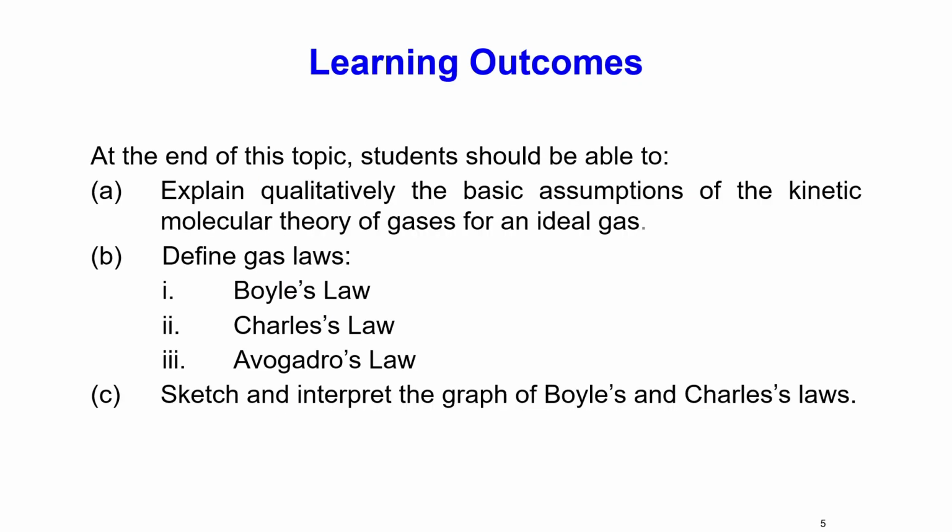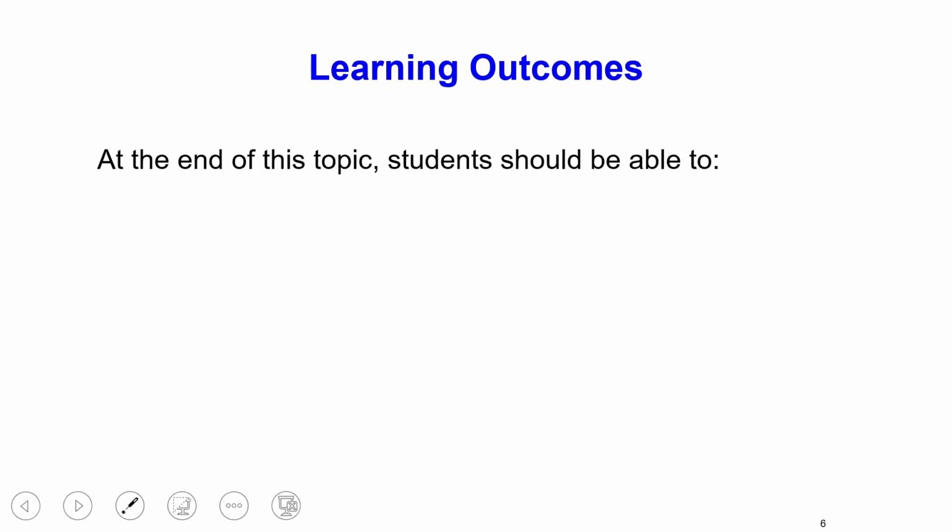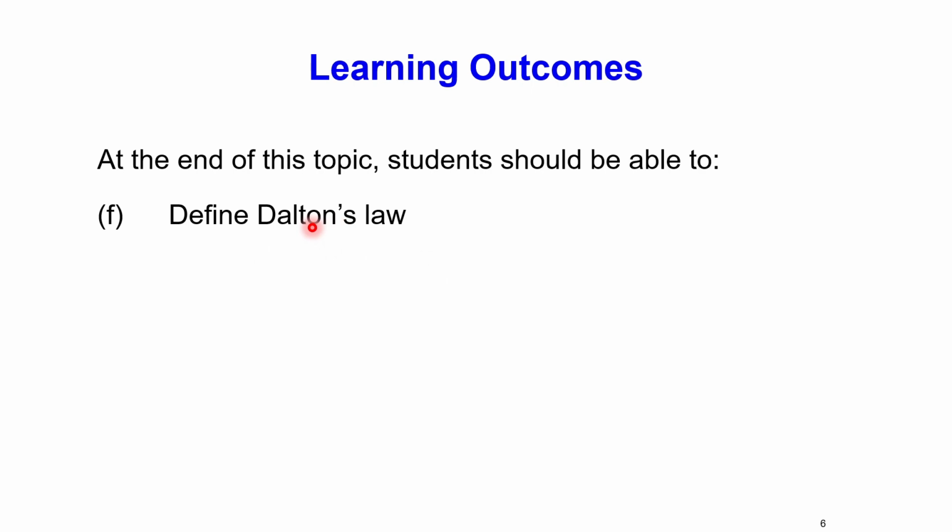For 5.1 gas, we are going to explain the basic assumption about kinetic molecular theory of gases, define Boyle's law, Charles' law, and also Avogadro's law. We know these laws as the ABC laws, Avogadro, Boyle, and Charles, and also sketch and interpret graph for Boyle's law and also Charles' law. We will also define Dalton's law.